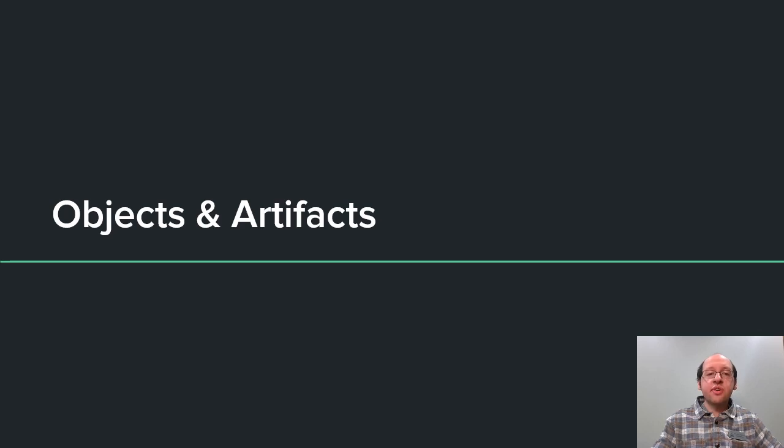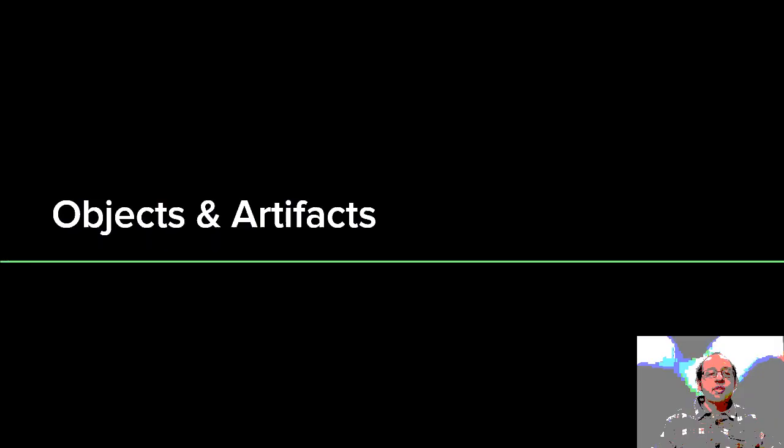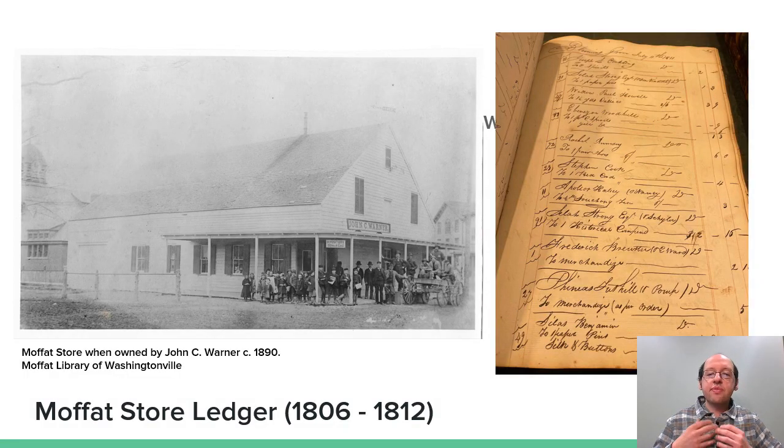We also have objects and artifacts that we're going to be adding to our collections. For example, the Moffat store ledger. This is a really great document that shows the economic history of our area. I mentioned the Moffat store earlier. It was constructed around 1812.